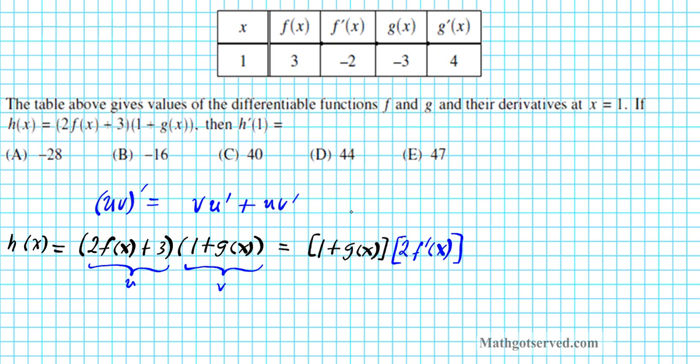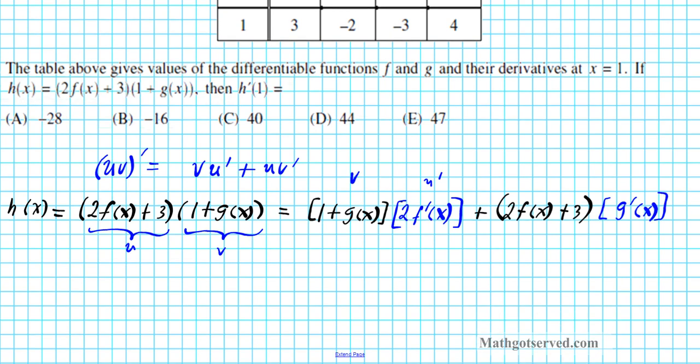So we have v u prime plus, now we're going to do u v prime, all right? So u is 2 f of x plus 3 times v prime, the derivative of that. Derivative of 1 is 0. Derivative of g is g prime of x. Okay, so this is our derivative at any arbitrary x value. Now let's go ahead and fix our derivative at 1. So what is h prime of 1?